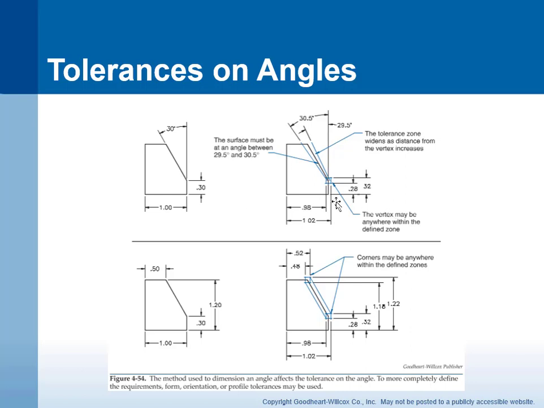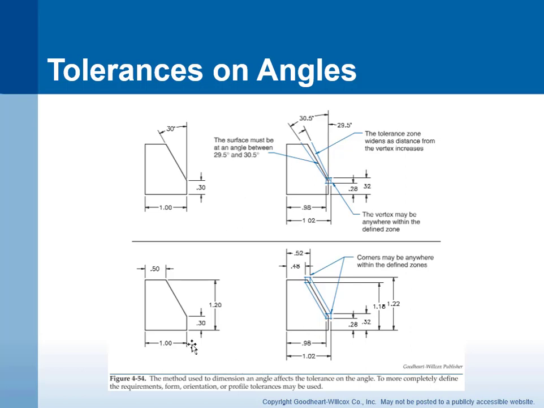We have the land feature over here is a min of 0.28, a maximum of 0.32, and then from there the angle starts off, and it could be from 29.5 degrees up to 30.5 degrees. That's one way to do it.